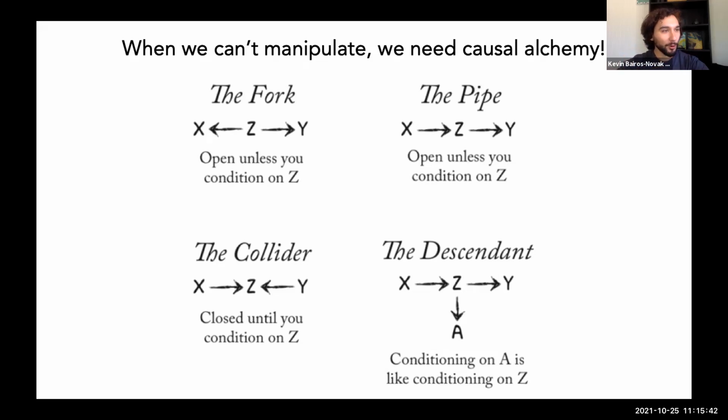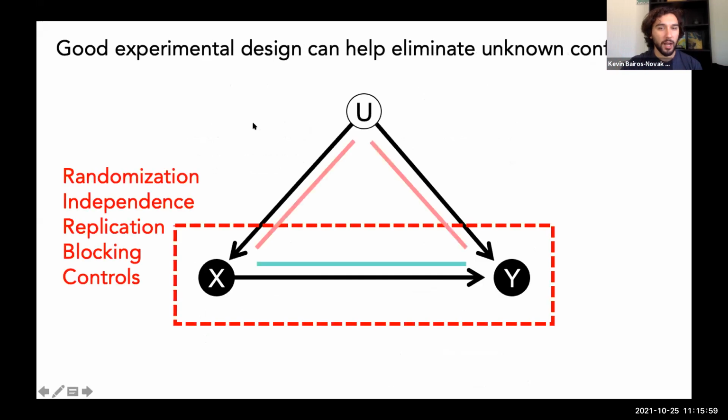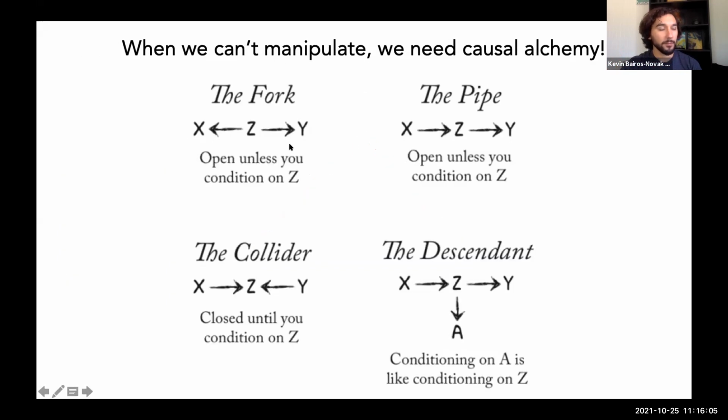So there's kind of four main rules that you should know about. There's the fork, the pipe, the collider, and the descendant. We'll be going through each one eventually throughout this, and these will really be the way you analyze everything. So basically, we just look for patterns. The fork, for instance, is like we just saw. It's where we've got something in the middle affecting two other variables. That's the fork. So this U is actually a fork right now.